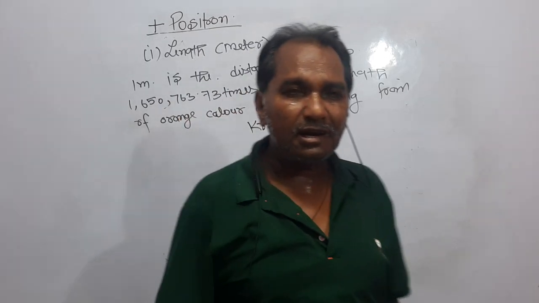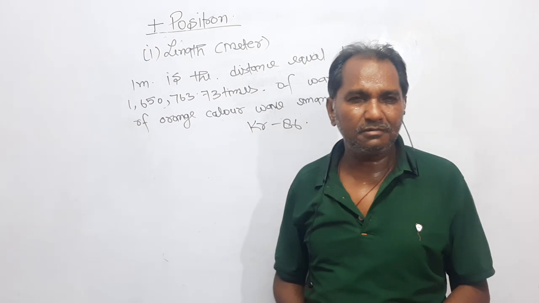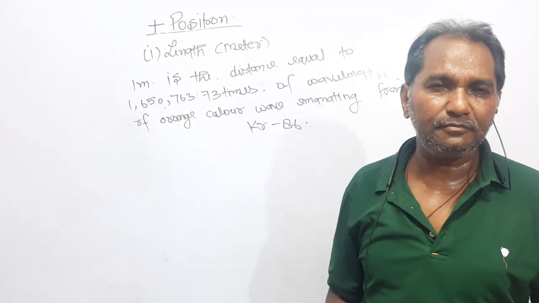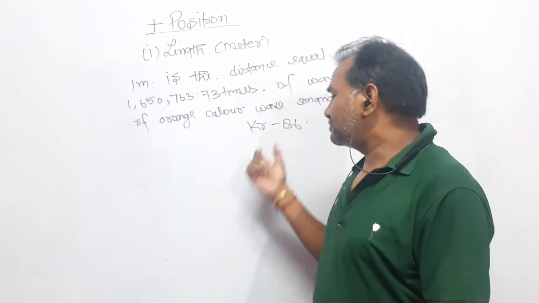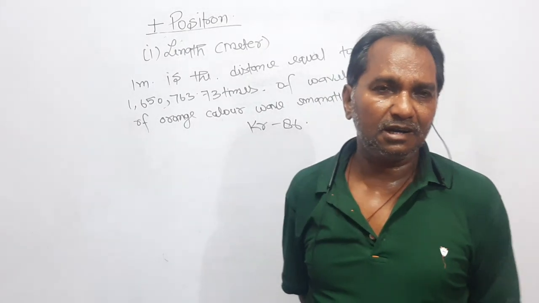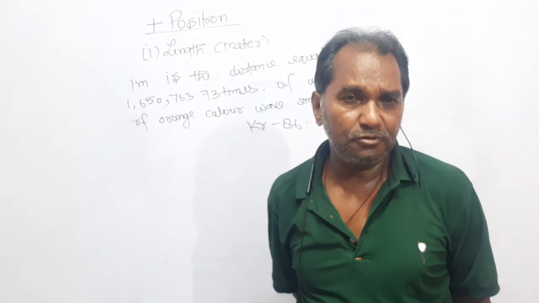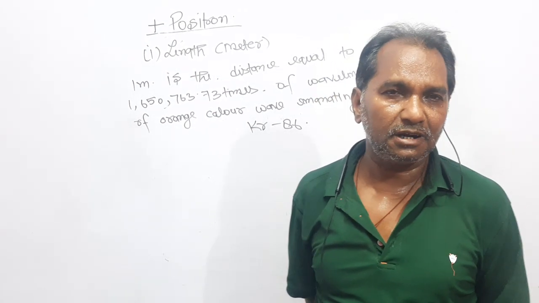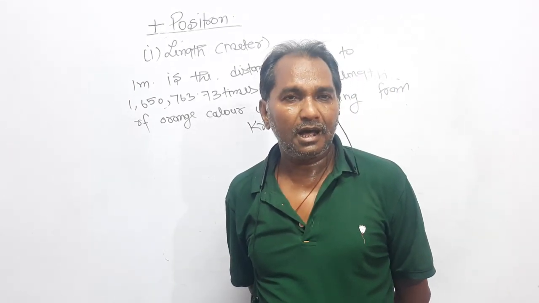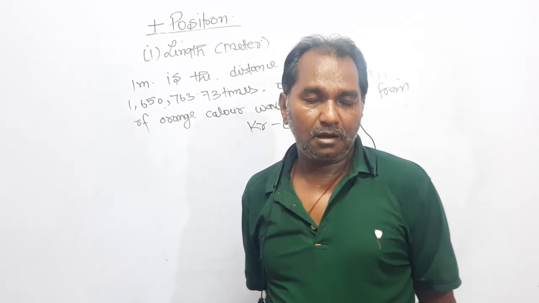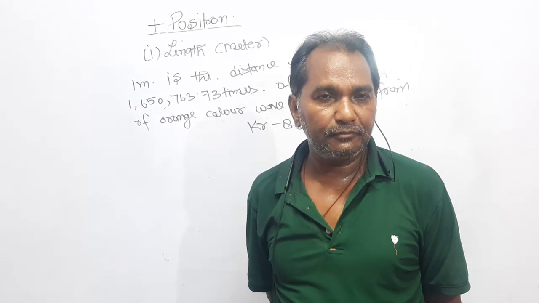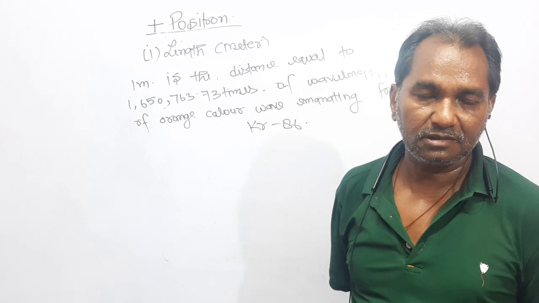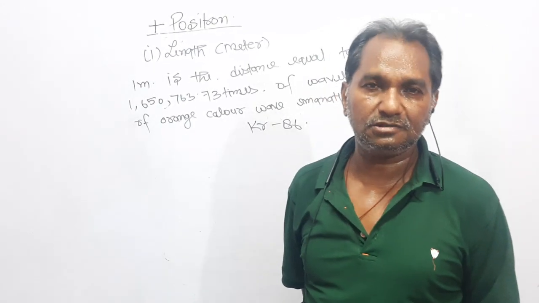The definition of length: 1 meter is the distance equal to 1650760.73 times the wavelength of the orange color wave emanating from Krypton 86. Krypton 86 is an isotope of krypton. Like hydrogen has 3 isotopes, 1H1, 1H2, 1H3, which are the protium, deuterium, and tritium. Isotopes are what? Nuclei having the same atomic number but different mass numbers.